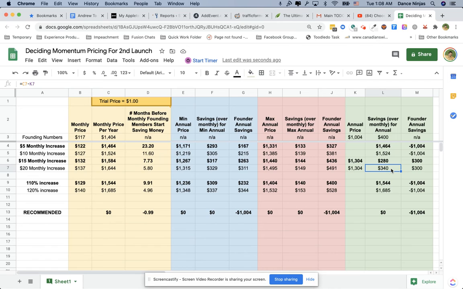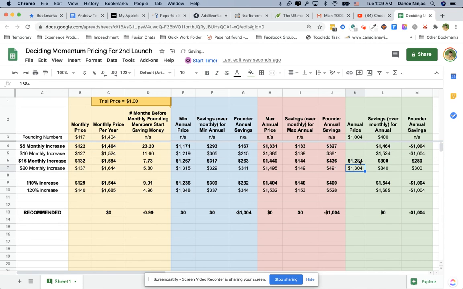Is that still enough to entice them to go for the annual over the monthly? Or are we going to have significantly more monthlies? We might have significantly more monthlies in general anyway, just because of the way that we're selling it from a trial into it. But I feel comfortable with that, and with people still getting a $300 bump. 280 feels a little bit small to me. I feel like this needs to be, no, the other way.